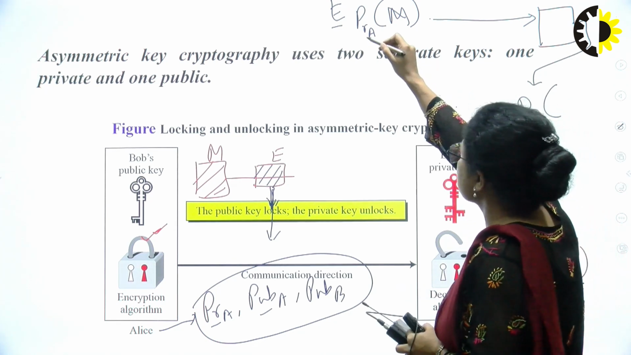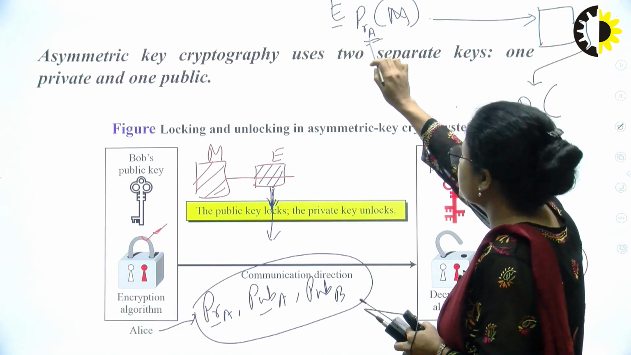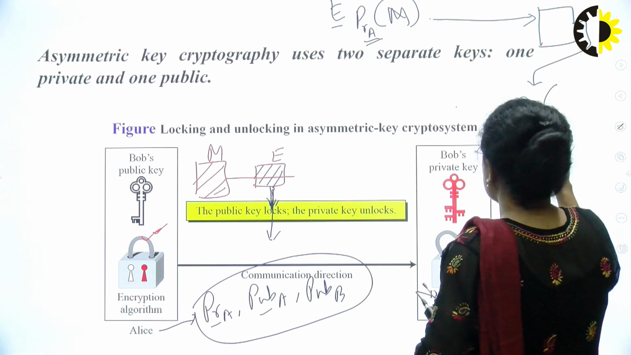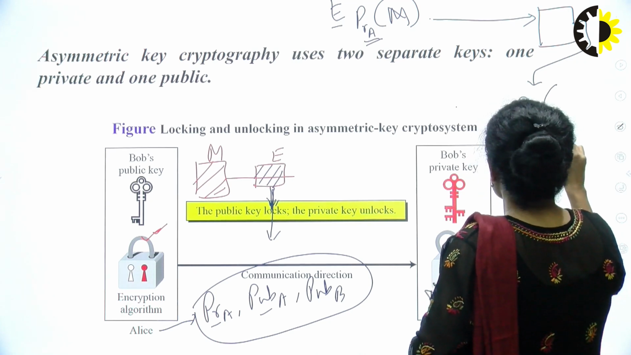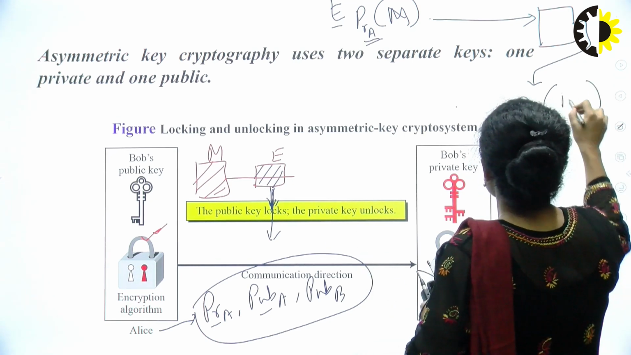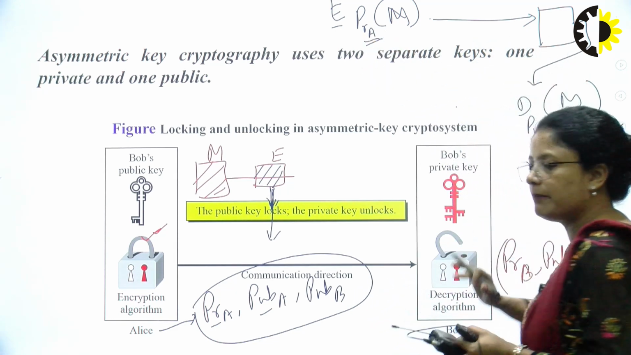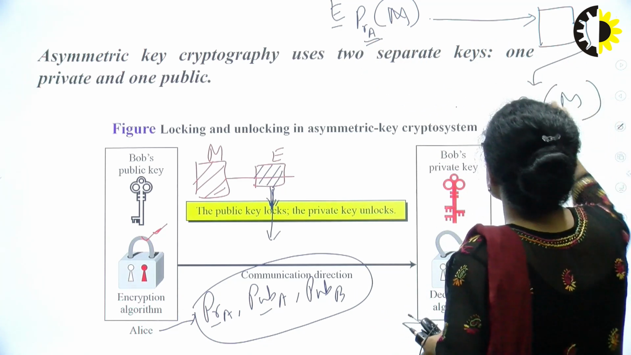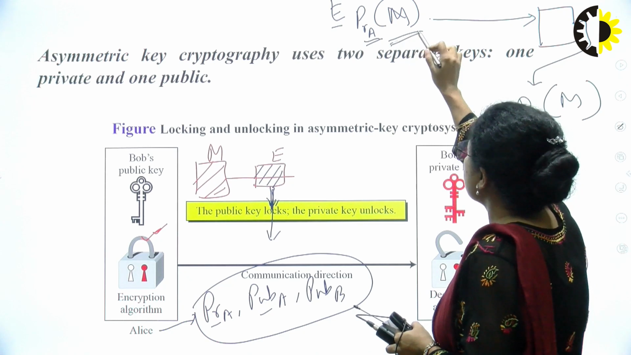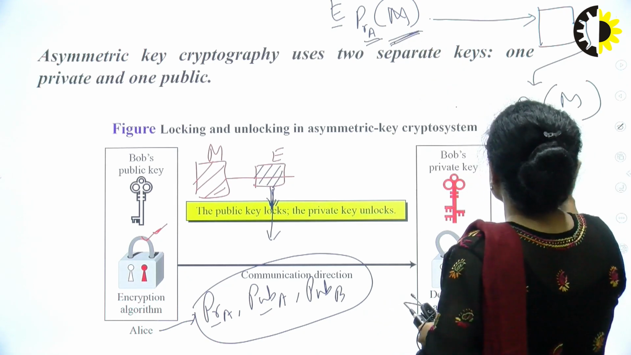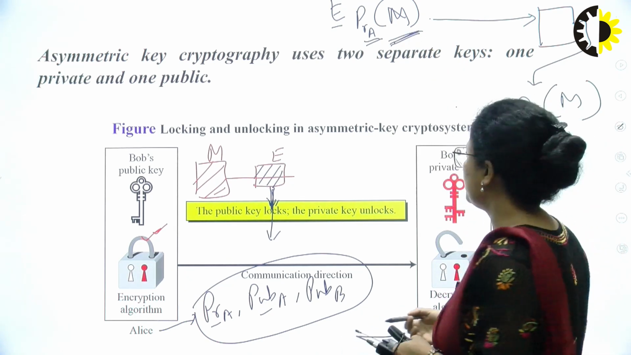Bob has to use the corresponding pair. If it is the private key of Alice, the corresponding pair is what? The public key of Alice. It should be of the same. If the Alice private key is used, then it should be the public key of Alice only. So, if Alice is encrypting the message with the private key of Alice, then for decryption, the public key of Alice is required.